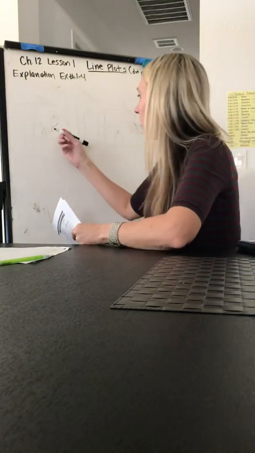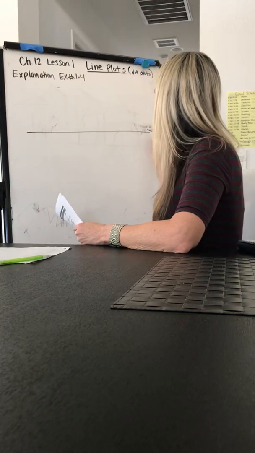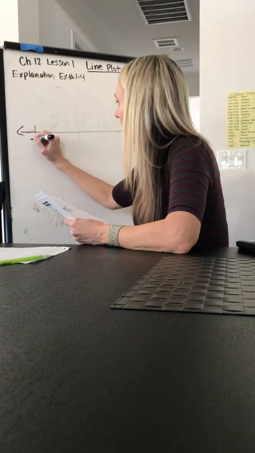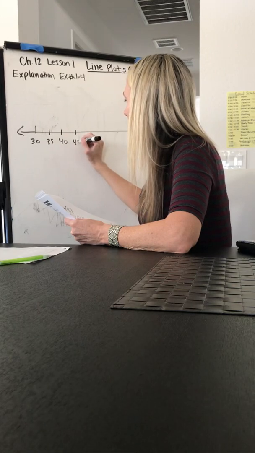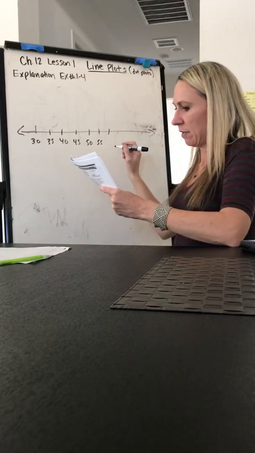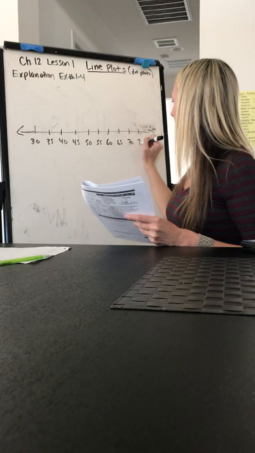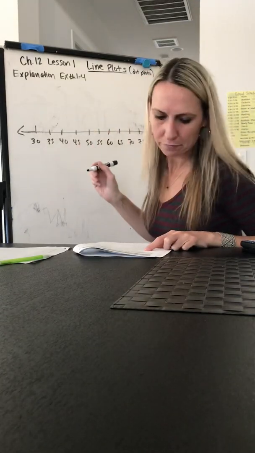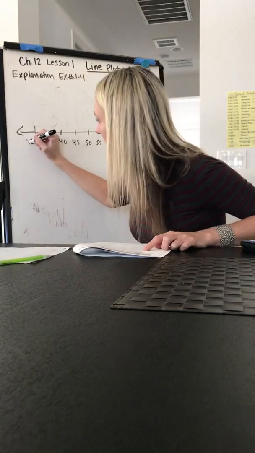This looks like it's going by 5s. It's going 30, then 35, 40, 45, 50, 55, 60, 65, 70, 75. Okay, so for 30, this is the prices of cowboy hats. So all these are prices. So we can put a money sign here if we want.